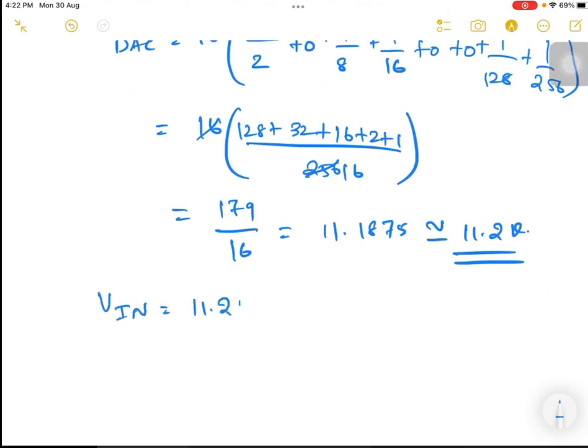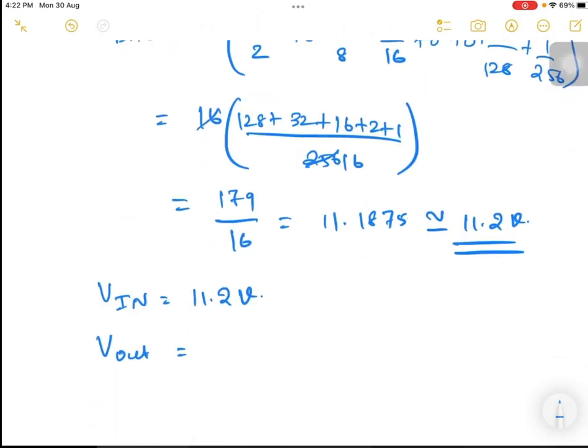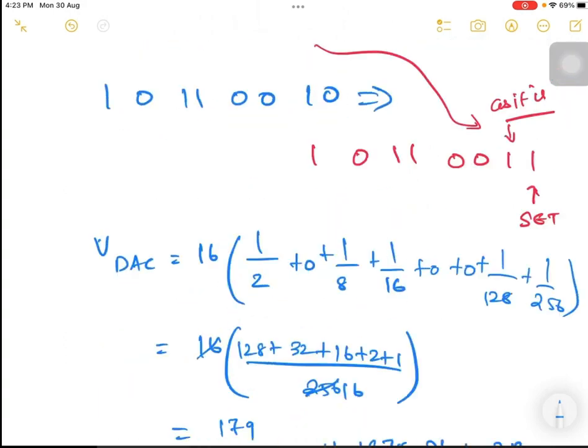Okay, so now the input voltage we have is 11.2, which we assumed, and the digital output is 10110011. So this is equivalent to 11.1875, which is almost equivalent to 11.2. Okay. So similarly, when you go for a 10-bit ADC, it will be refined still more. The 11.1875 will be refined if you go for a 10-bit A to D converter. Okay. So this is how the analog value is converted into a precise digital value.